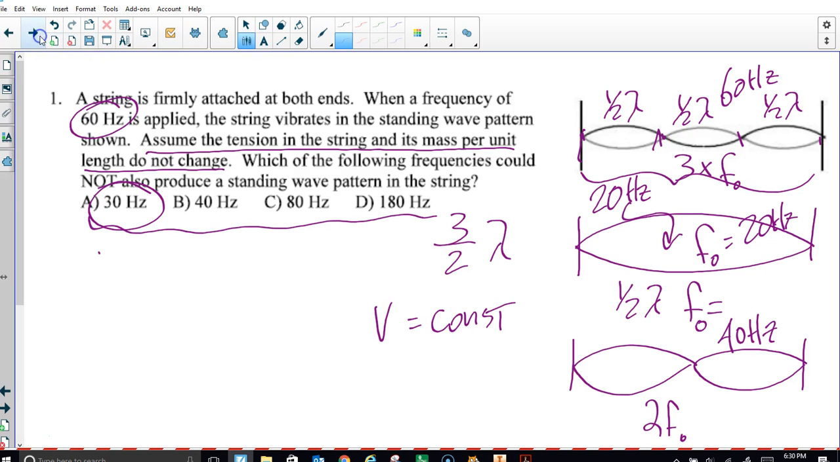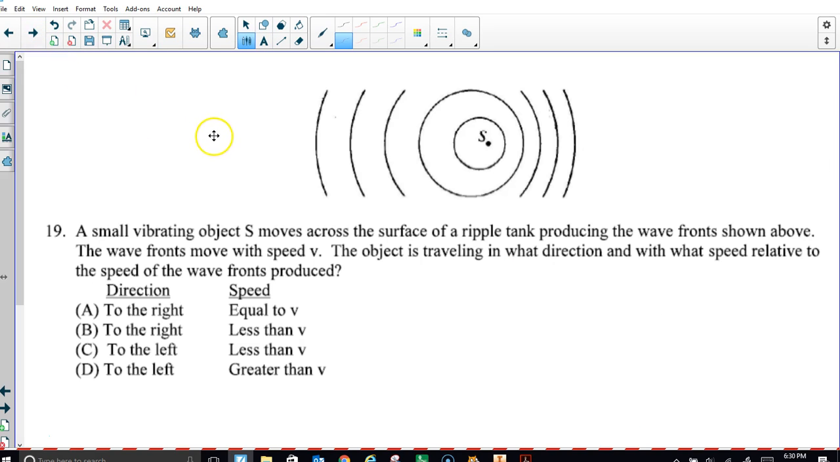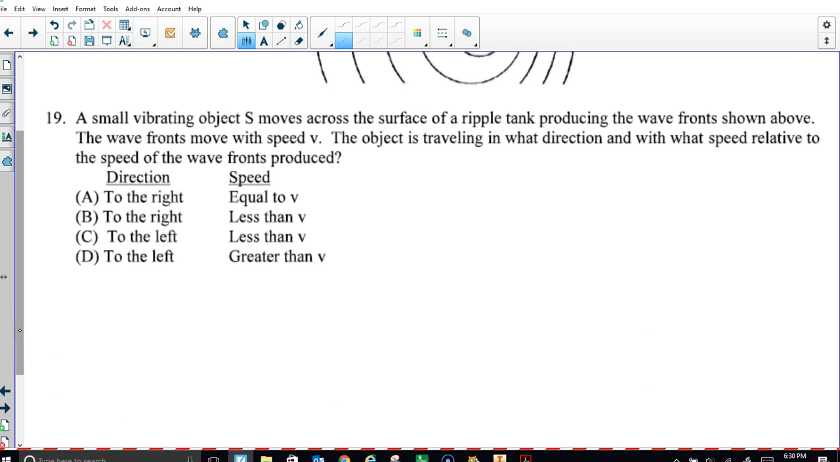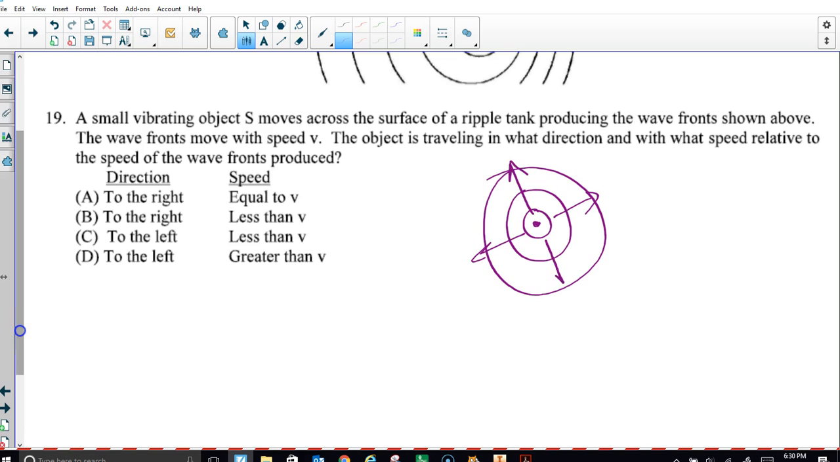Next, Doppler effect. We didn't discuss Doppler effect much in class, so not surprised you got a question on it. So here's the deal. If an object is stationary and it emits a crest, and then sometime later it emits another crest, those crests are going to move out in all directions at the same speed.